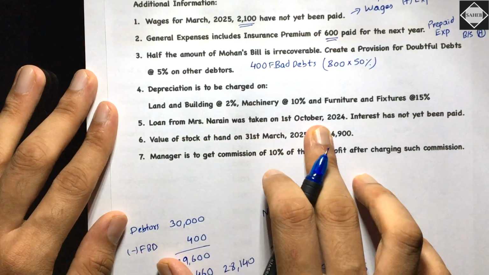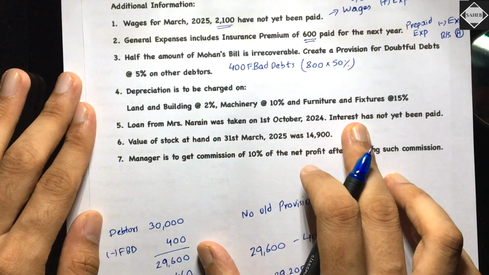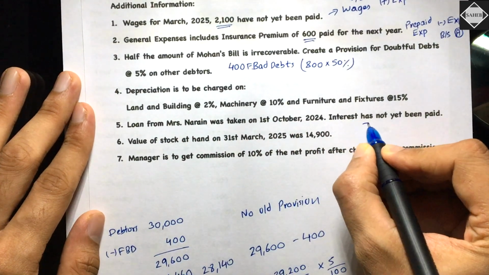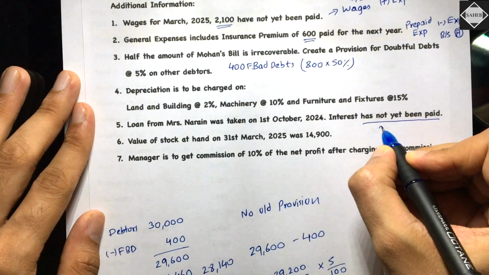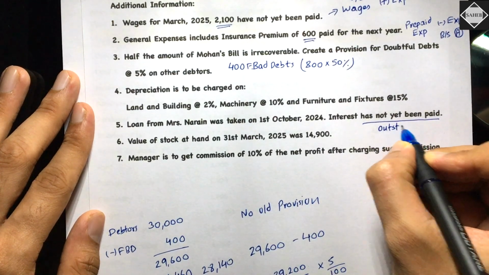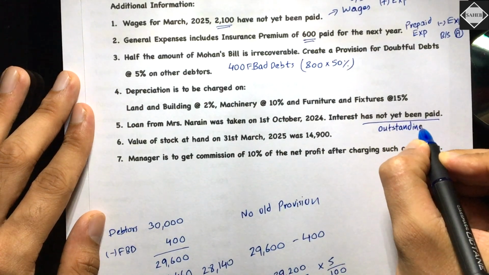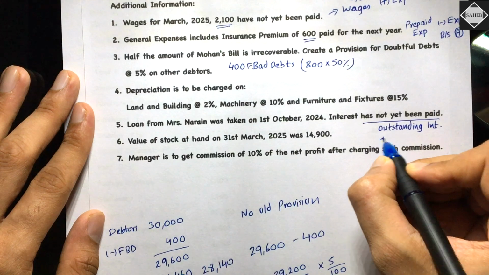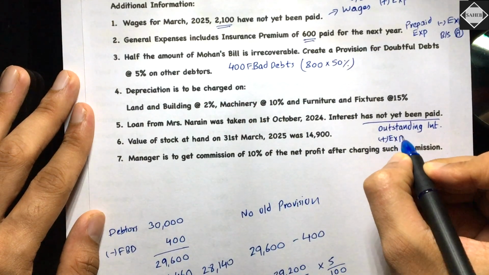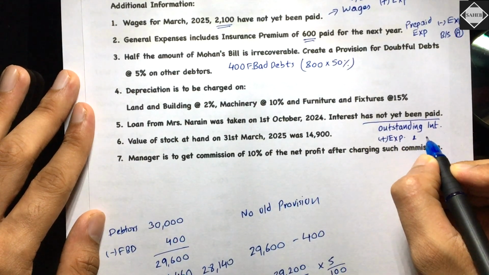Fifth one, loan from Mrs. Narain was taken on 1st October 2024. Interest has not yet been paid. If interest has not yet been paid, that means interest is outstanding. We have an adjustment of outstanding interest. What we have to do? We have to increase the expense, and we have to what?